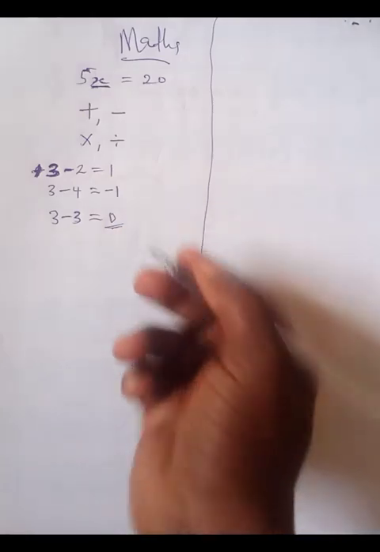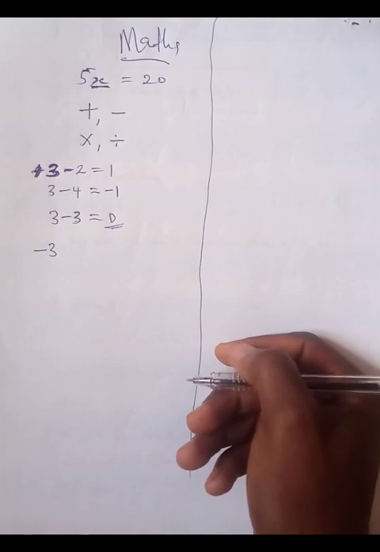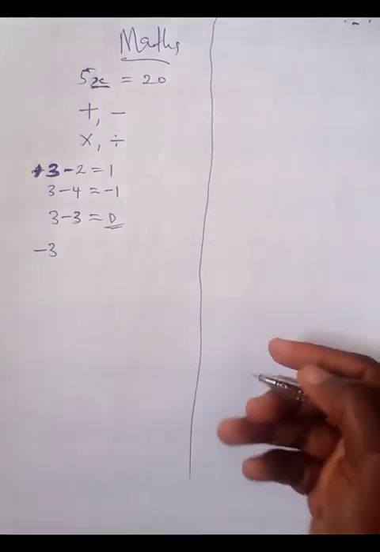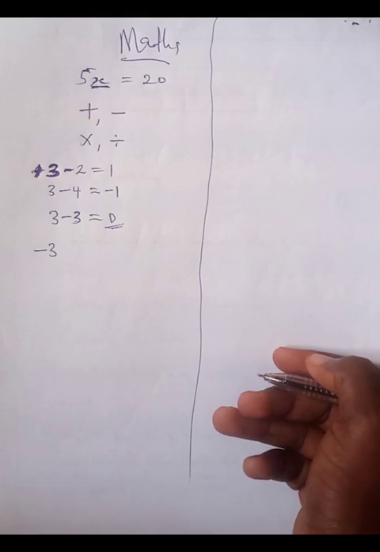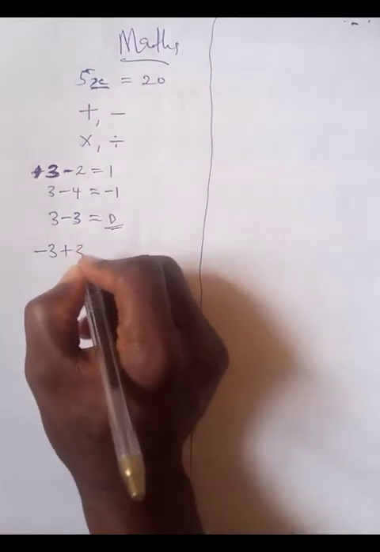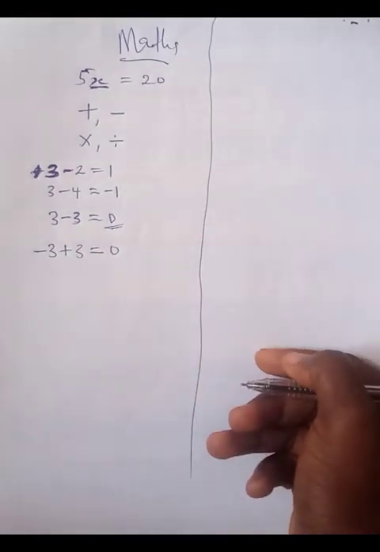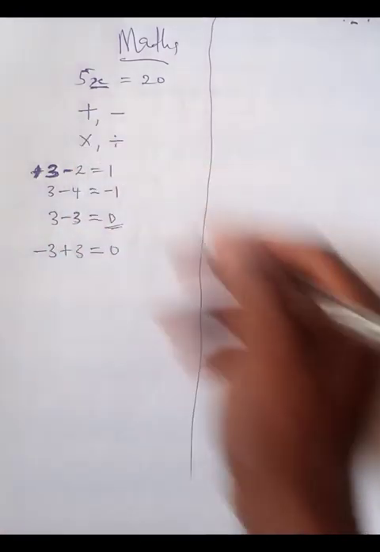So let's say for instance, you have minus 3. The inverse of minus 3 is what? I don't need to tell you. You need to tell me. What's the inverse of minus 3? If you want to use inverse operation, the inverse is what? Plus 3. So you're going to have 0. Are you getting it?